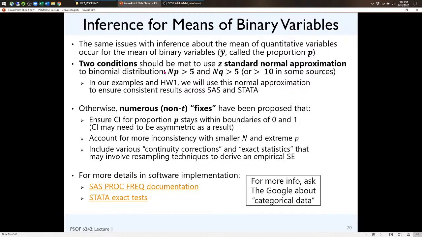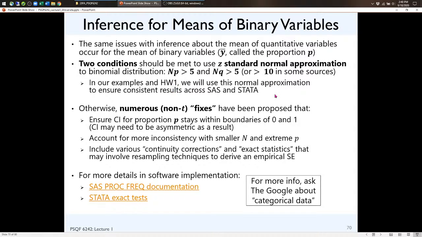In those cases, you can use a z standard normal distribution to form confidence intervals and conduct hypothesis tests regarding the mean of a binary variable. And this is what I'm demonstrating in the subsequent slides. I ended up not doing this for homework 1, so you can disregard that part.